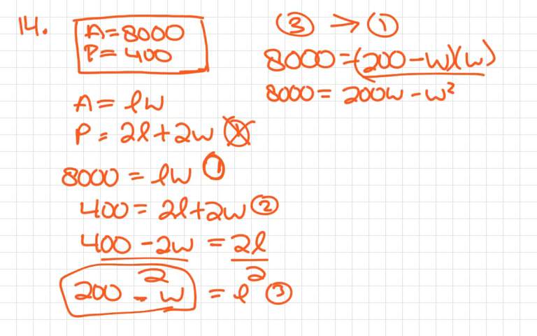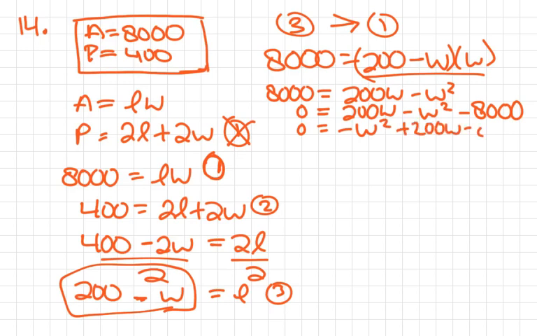And then I'm going to move that 8,000 over to the other side so that the whole thing equals 0. So now I have 0 equals 200W minus W squared minus 8,000. And then I'm just going to rewrite the equation so that it's in standard form. So rearrange it. So negative W squared plus 200W minus 8,000. Now I'm going to factor this to find the possible values for W.